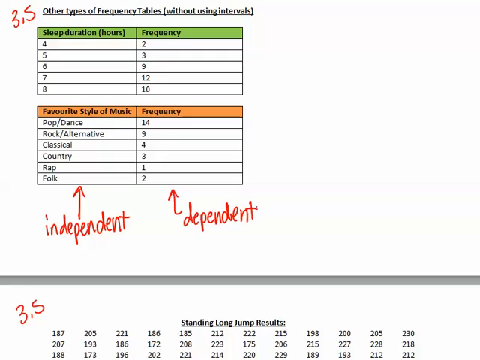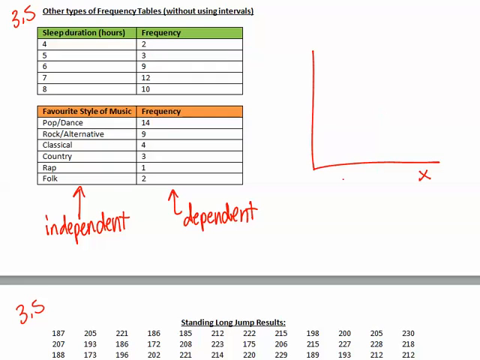That's the frequency part, and that's what we call the dependent variable because it depends on the different categories that you chose, favorite colors or the favorite style of music. For example, in this case, I could have split up pop and dance into two separate categories. I could have separated rock and alternative. I could have even included opera as a separate part of classical music as well. Because I choose those categories, my frequencies may be different.